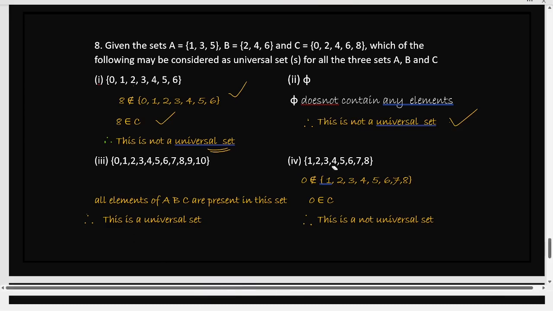Fourth one, 1, 2, 3, 4, 5, 6, 7, 8. You can clearly see 0 is missing here. 0 does not belong to this set, but 0 is an element of C. So this is not a universal set.